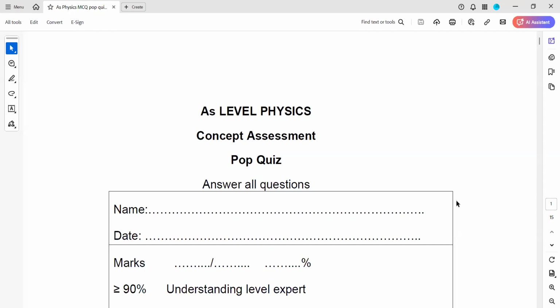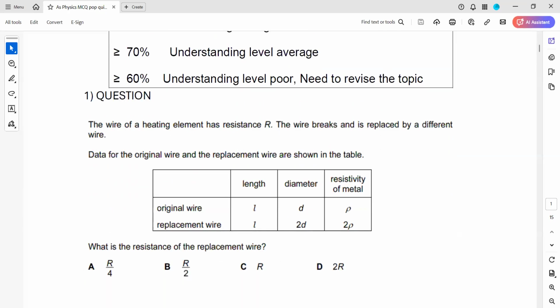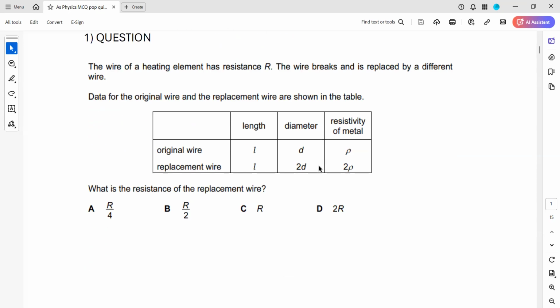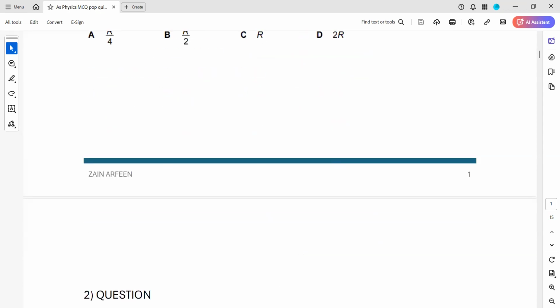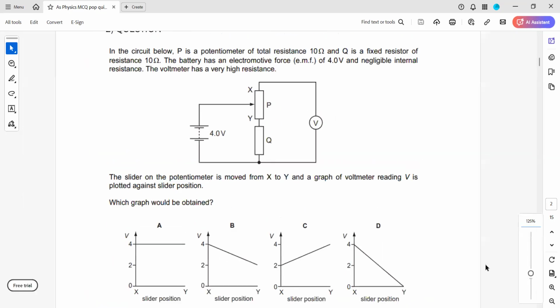So this was a weekly pop quiz related to the multiple choice question, weekly pop quiz 14. You can mention the doubt if you have any doubt in question number 1. Question 1, any doubt? Question 2, any doubt? Question 2.